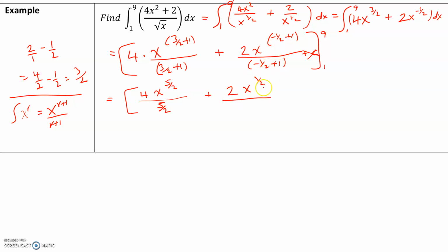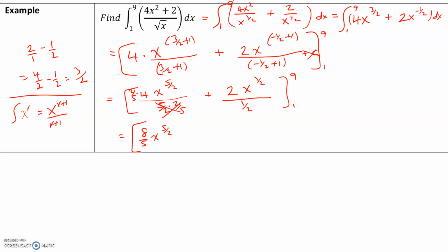Same thing on the denominator. Negative 1/2 plus 1 is 1/2. And this is again from x equals 1 to x equals 9. Now we can't divide by a fraction, so we have to multiply by the reciprocal. We're going to multiply by 2/5, multiply by 2/5. So the denominator cancels out. On the numerator, 2 times 4 is 8. So this gives us 8 over 5, x to the 5/2.